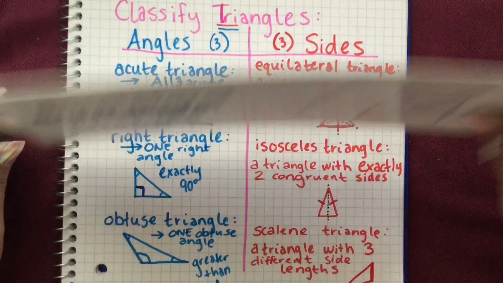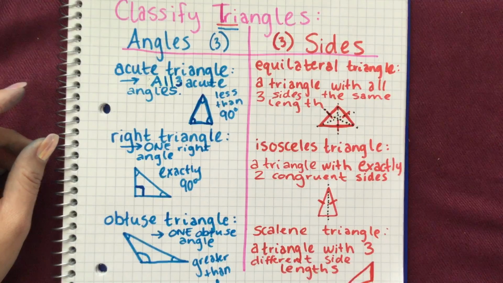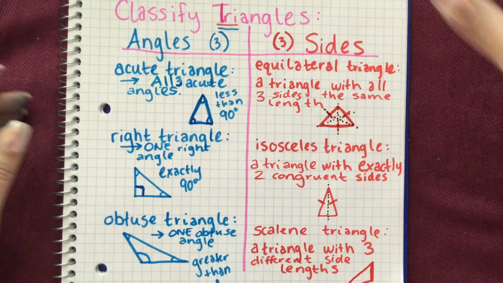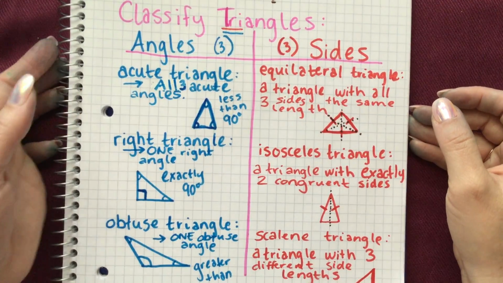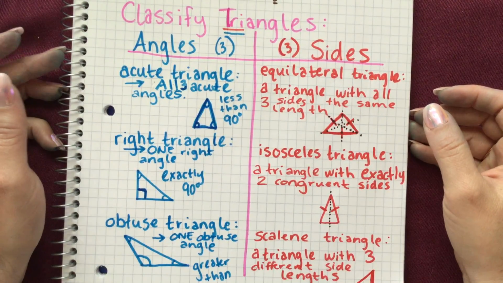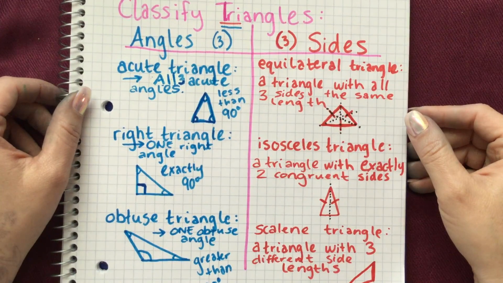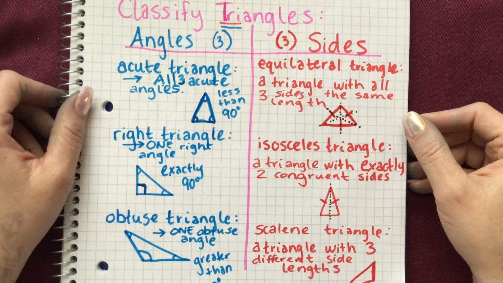Really interesting combinations. So this week when you're exploring that, I want you to think about triangles. What are their angles and what are their sides? And that's how you can give those triangles their names. That's how you can classify or sort those triangles.